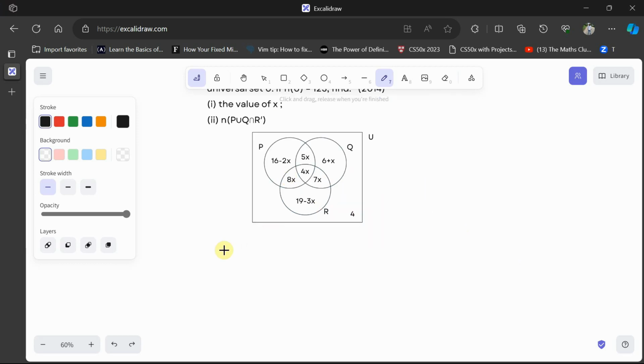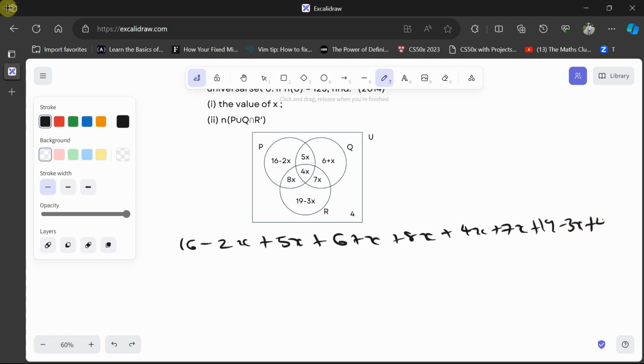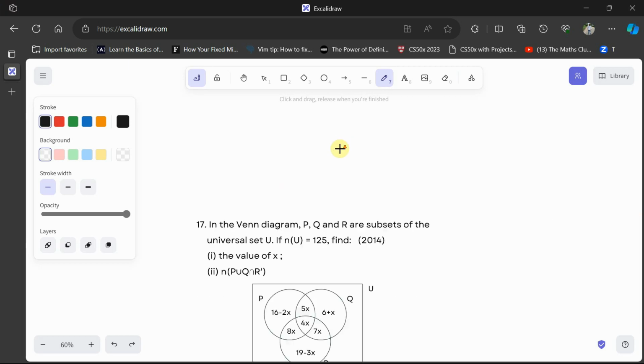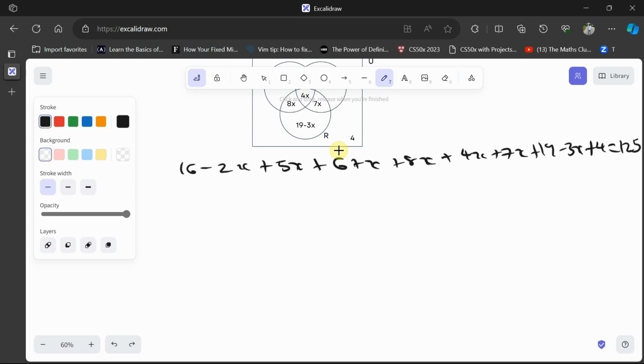So let's add. That would be 16 minus 2x plus 5x, so I'm going like this, and like this, plus 6 plus x plus 8x plus 4x plus 7x plus 19 minus 3x. And remember, there's a 4 here. It's very easy to forget the 4. So that will be plus 4, and this is equal to 125, which is the total number of people in the set.